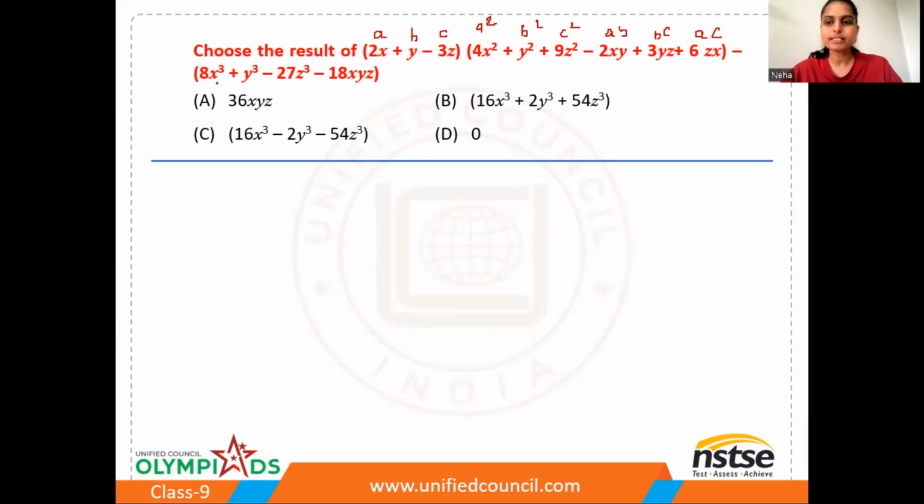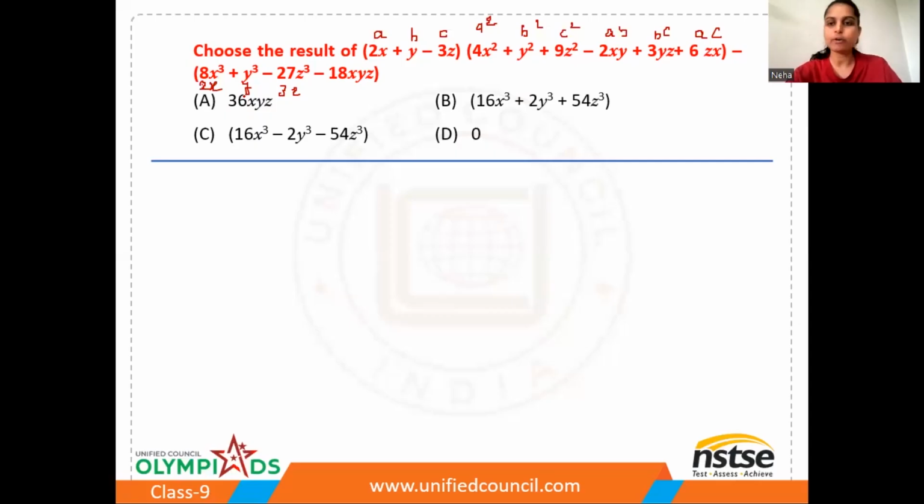And similarly, this is 8x cube plus y cube minus 27z cube minus 18xyz. So this is again, let's suppose A is equal to 2x. So this is 2x whole cube, this is y whole cube, and this is 3z whole cube. So this is A cube plus B cube plus C cube minus 3AB. Perfect? Very nice. Okay. So some formulas I can see here, students.